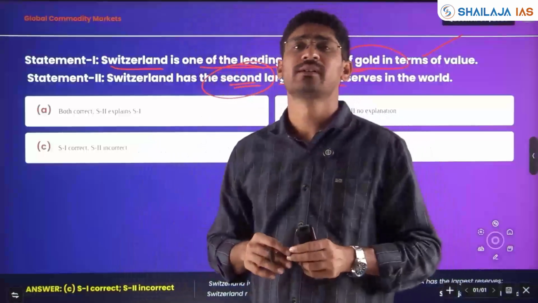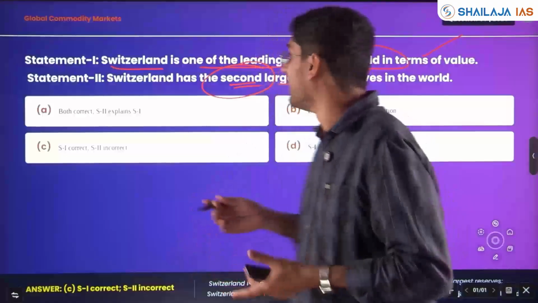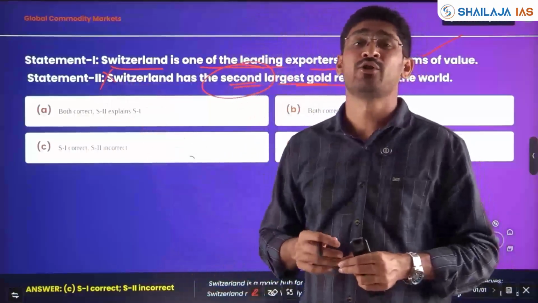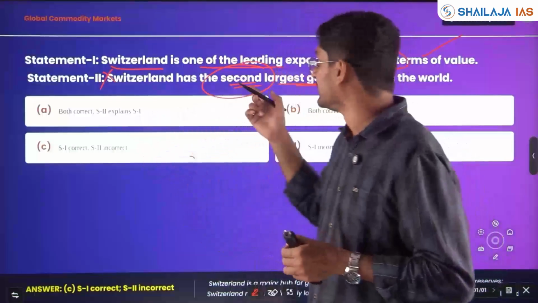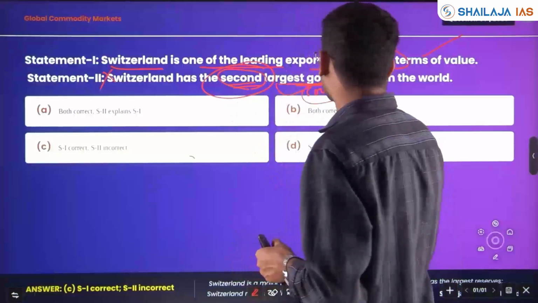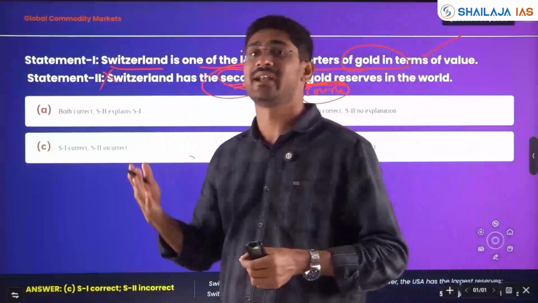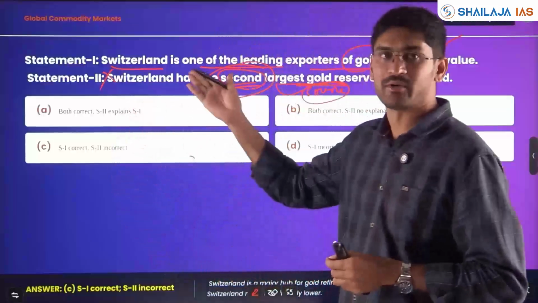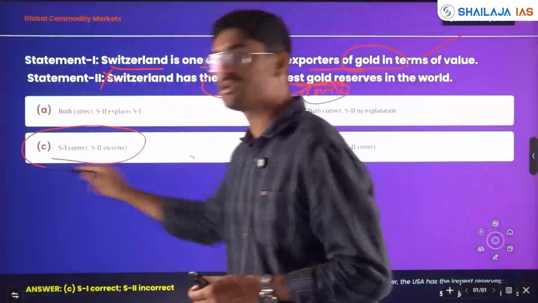I know the gold reserves are in USA, China, France, but in current affairs, I have never read or studied that Switzerland has the second largest gold reserve. You might not know every statement definitely, but still you can arrive at the answer, because this is data and there is no source mentioned with respect to where it is second largest. Whenever a source is not given and it mentions data, normally in economy, UPSC tends to set a trap there. So statement 1 is correct, statement 2 is incorrect.